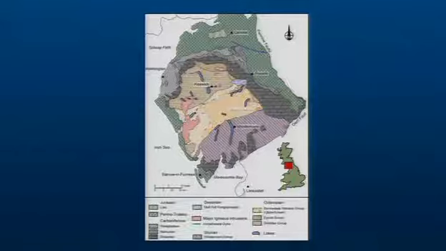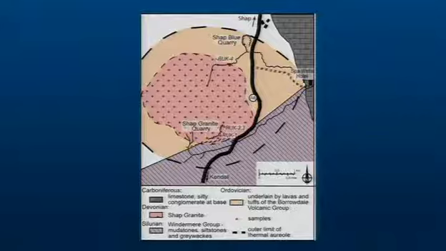Here's the area of England we're talking about. It's right up near the border with Scotland, not far from Hadrian's Wall. And here's the Shap granite right here in the middle of this sedimentary and volcanic terrain. And this is a close-up view of the granite. It's only a small body that outcrops, and this dotted line is the alteration halo around it. And you can see where I collected some of those samples.